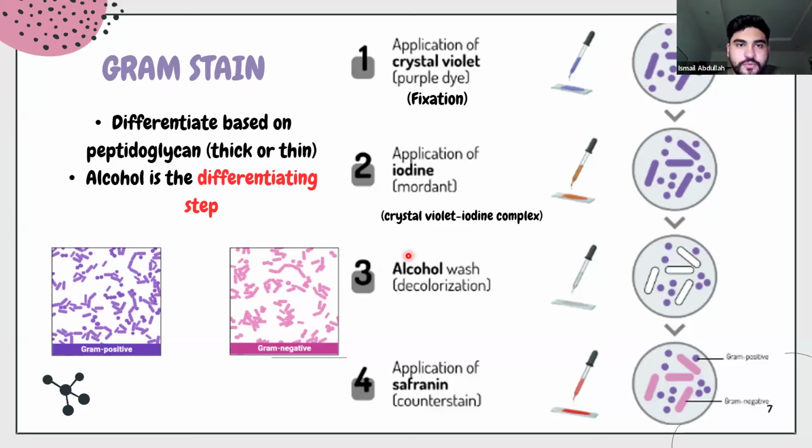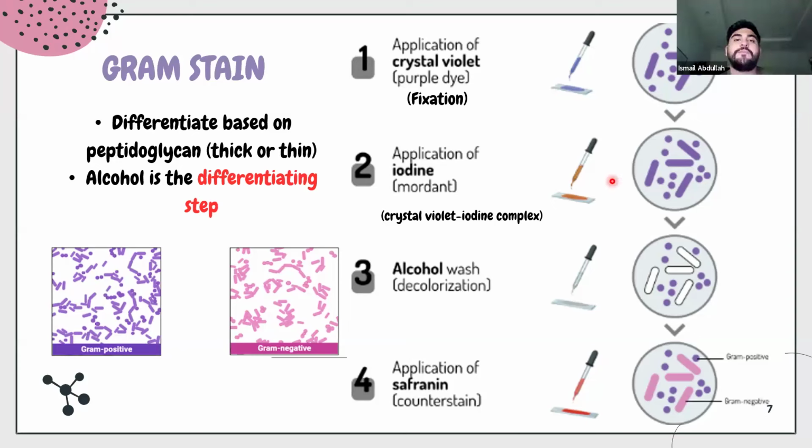So the takeaway from this slide is that the critical, differentiating step in the Gram stain is the alcohol, the decolorization process. Because this will help us differentiate between those who have thick and thin cell walls. So it doesn't just come down to that. There are so many other things, but this is the basics. Those who are Gram positive are going to be purple, and those who are Gram negative are going to be pink. Moving on.